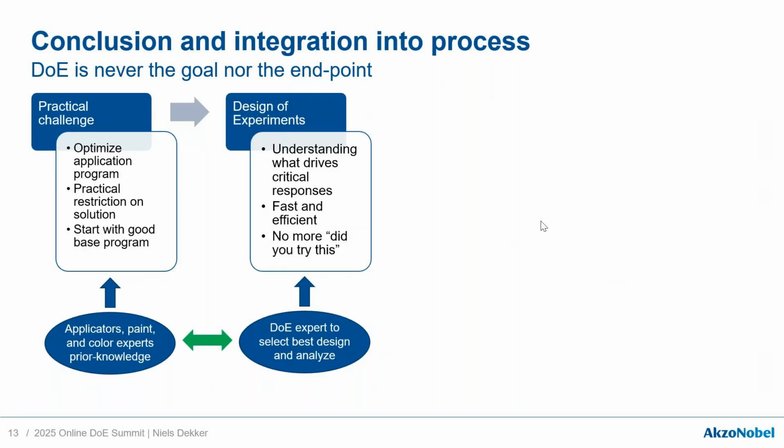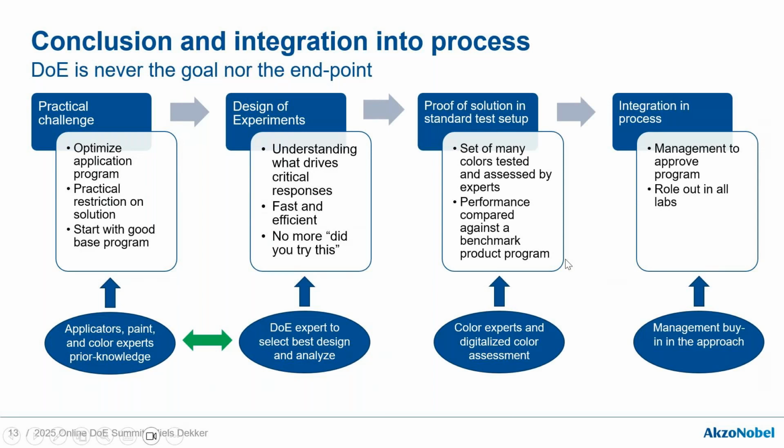Within the ranges that we've tried, the experimental design space, this is it. And so there's a big interaction between the expert knowledge people and the DOE expert to understand what needs to be done to come up with the most efficient experimental strategy. In this case, we were not done after the definitive screening design because we had to prove that the solution we found was good in a standard test setup.